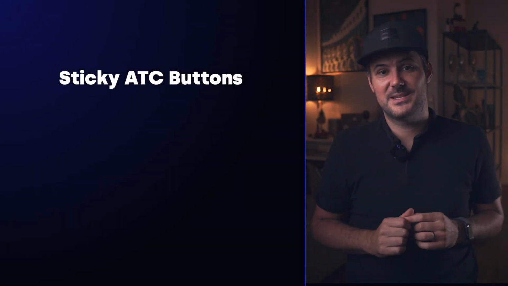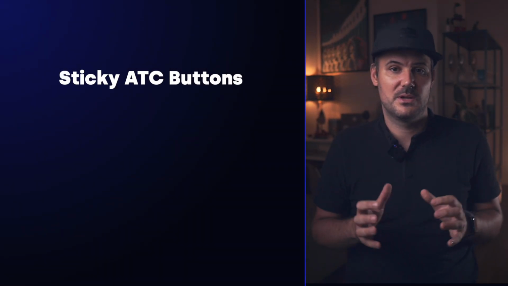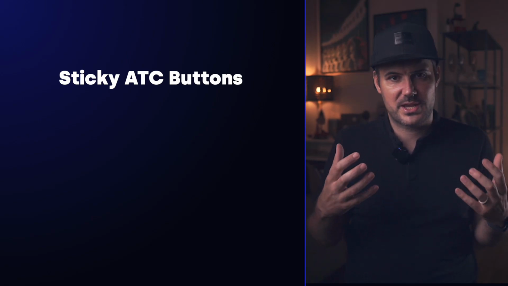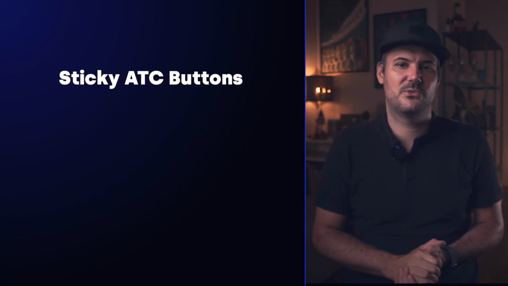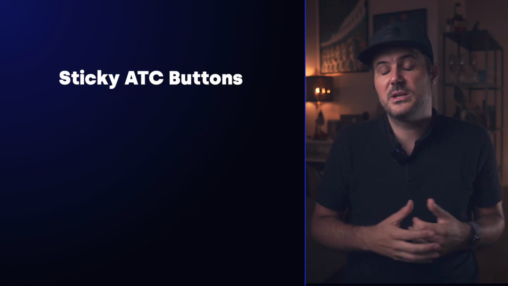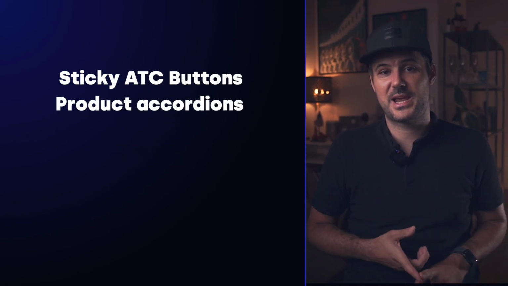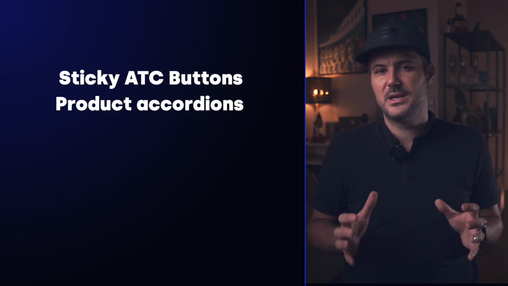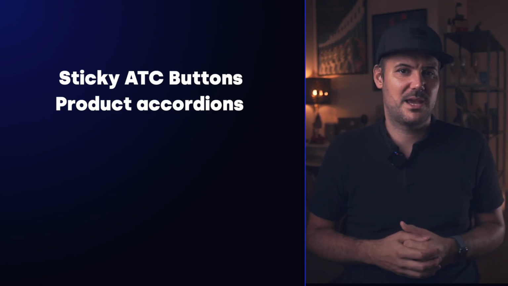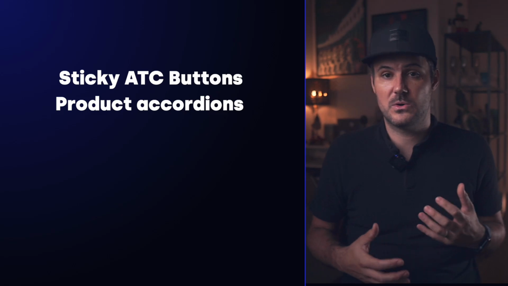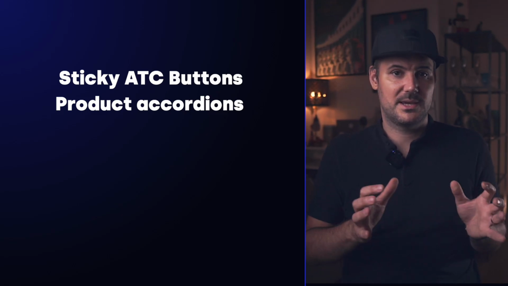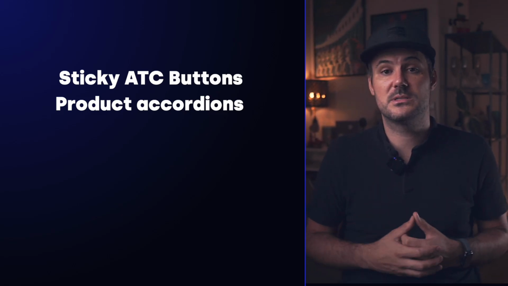Here are 3 research-backed anti-friction fixes you can implement immediately. First, sticky add-to-cart buttons that follow customers as they scroll. When customers read reviews or check ingredients, they shouldn't hunt for the buy button when they really want to purchase. Second, collapsible product accordions for specs, ingredients, and FAQs. Customers can expand what they need without losing the main flow or the buy button visibility. They get details while staying focused on the purchase path.